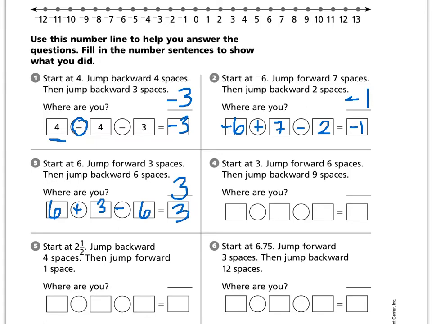For number 4, you start at 3, you jump forward, which is adding 6 spaces, then I jump backwards 9 spaces. I know that 3 plus 6 is 9, minus 9 would be 0.